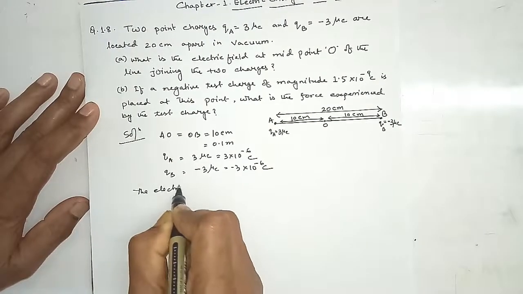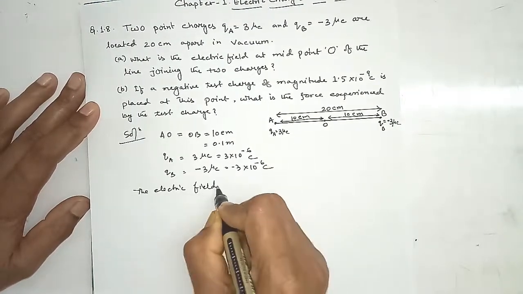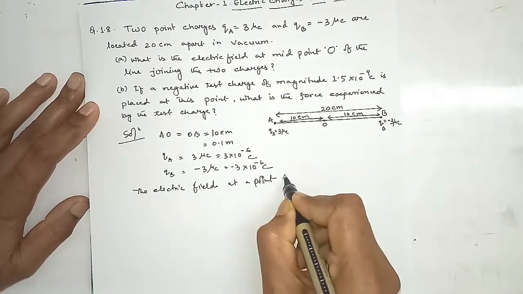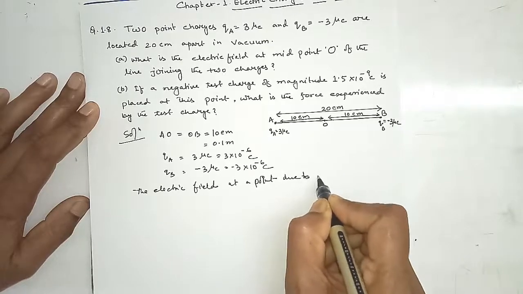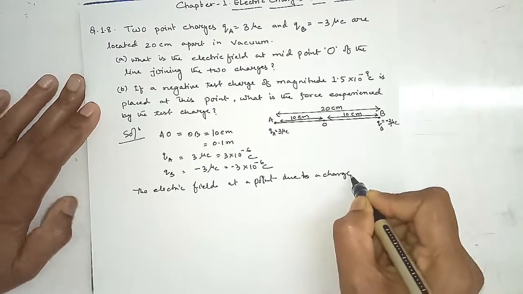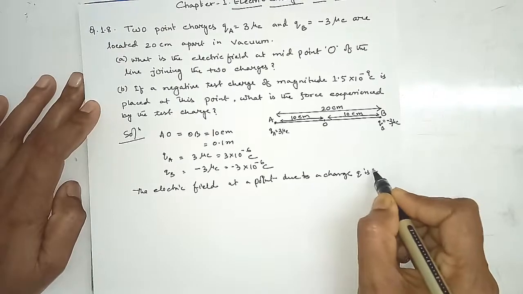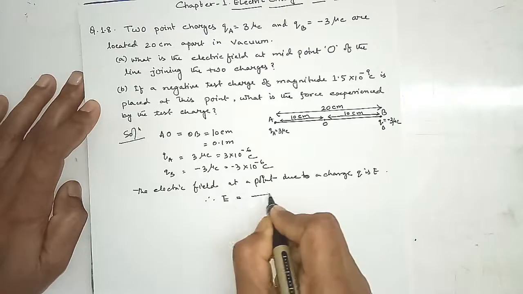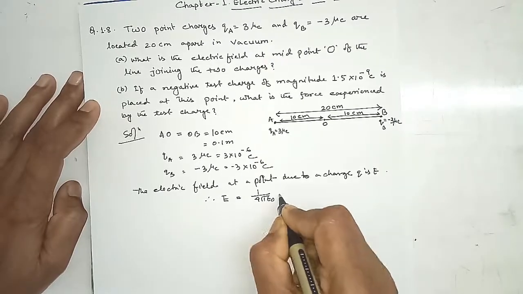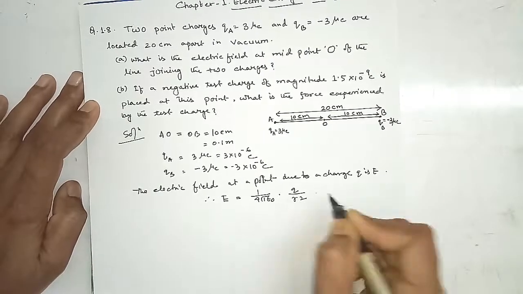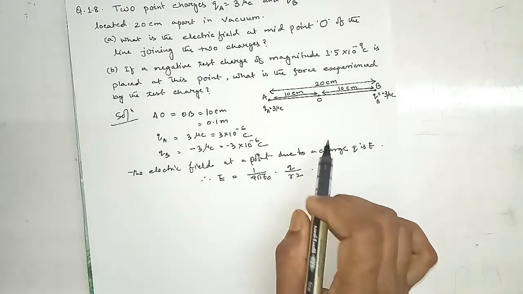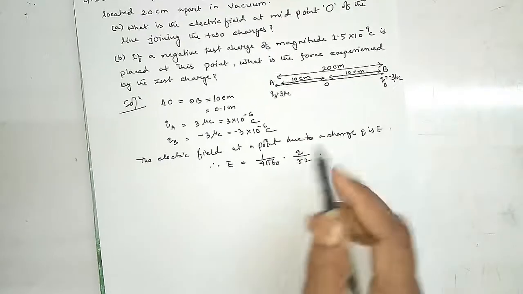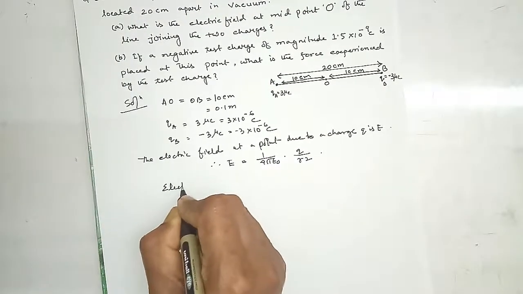The electric field at a point due to a charge Q is E. Therefore we know that the E is 1/4 pi epsilon naught into Q by R square. Here R is the distance between the charge and the point O.